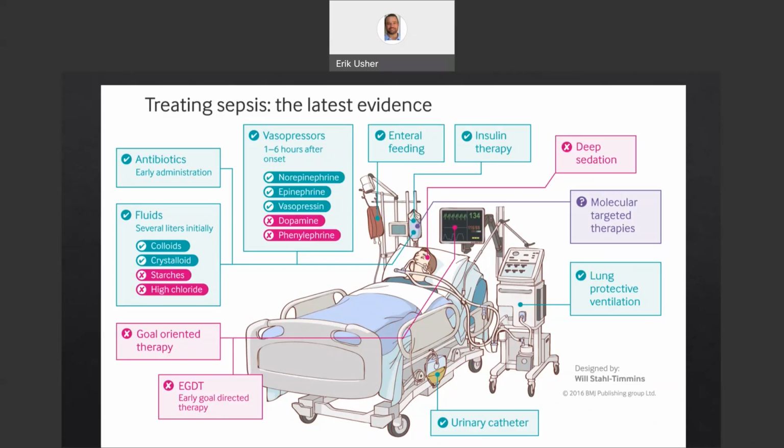We have a catheter that we can monitor urinary output. Some of them have invasive temperatures. We measure core temperatures with them. But it's very important that we measure their urinary output because that helps us guide our fluid resuscitation therapy. We stop this early goal-directed therapy and goal-oriented therapy. So those are all not in favor anymore.